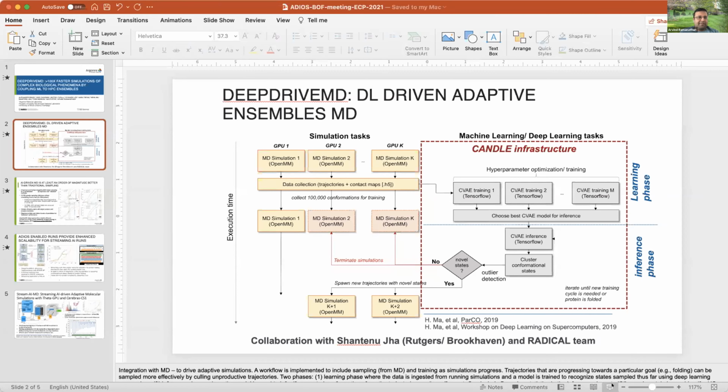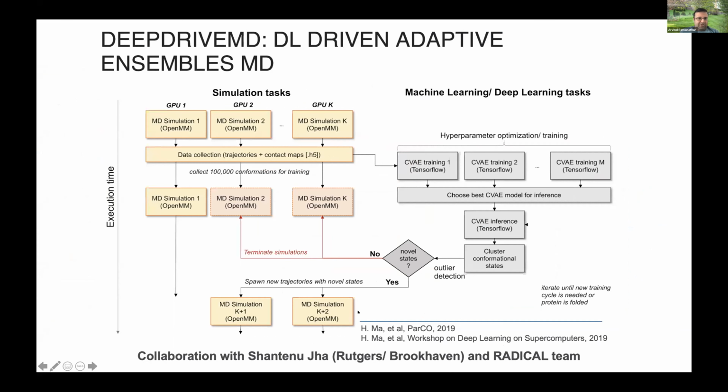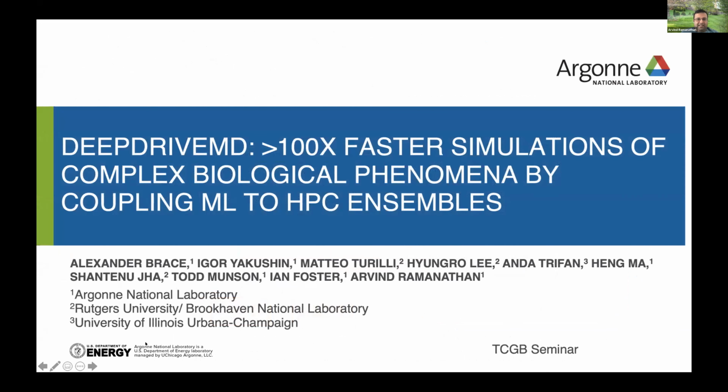So in a very short while, I'm going to explain what we are trying to do with DeepDriveMD, which is an approach towards getting 100 times faster per simulation performance for complex biological phenomena. So we study protein folding, we study disordered proteins. These are all fairly large systems on which we are trying to do work.